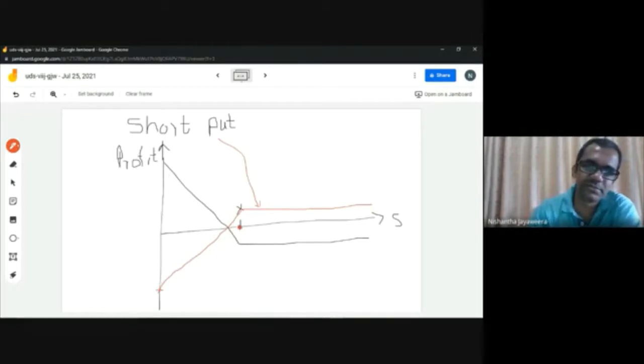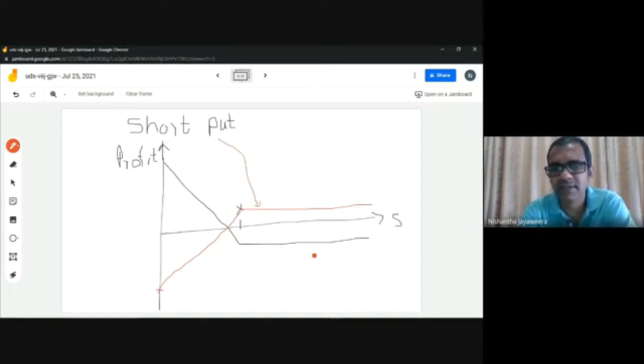You can lose everything from the strike price. So if it goes negative, this will go further down. But not only is the loss unlimited, what about the gain?